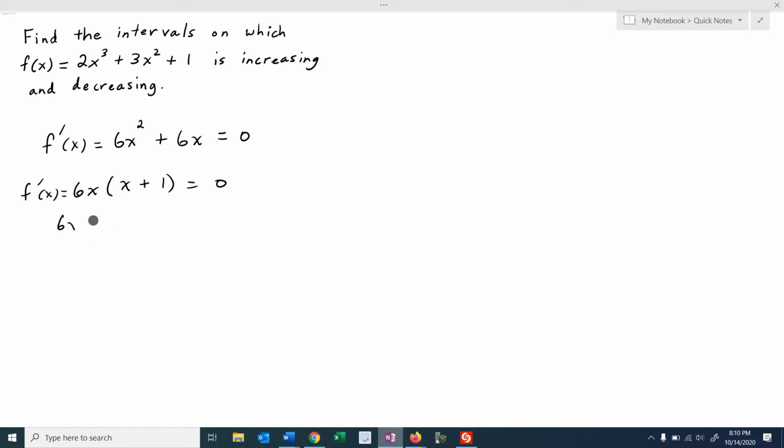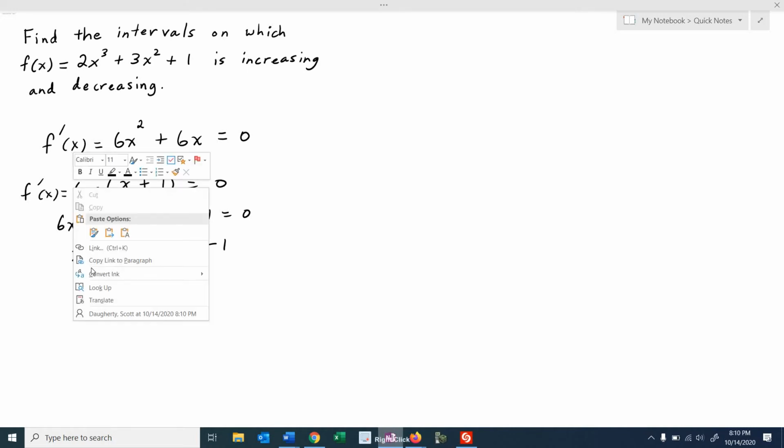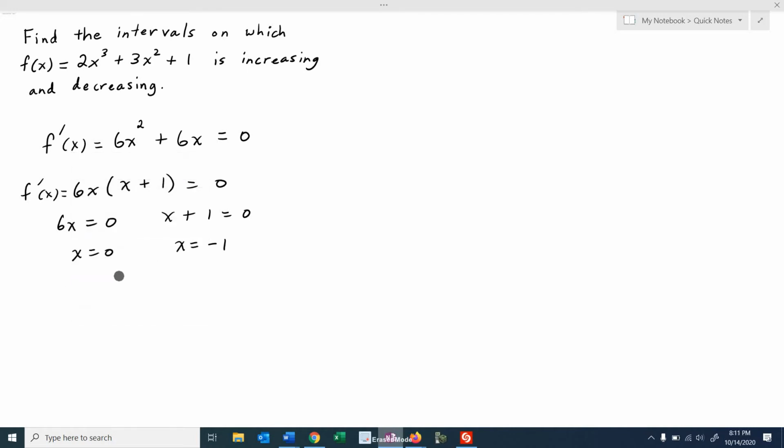And then if you solve this, one of these would have to be 0, right, to get a 0 over here. And this would tell us that x is 0, and this, of course, tells us that x would have to be negative 1. So, in other words, there's two x values where the derivative is 0, right? It's 0 when x is 0, and it's 0 when x is negative 1.